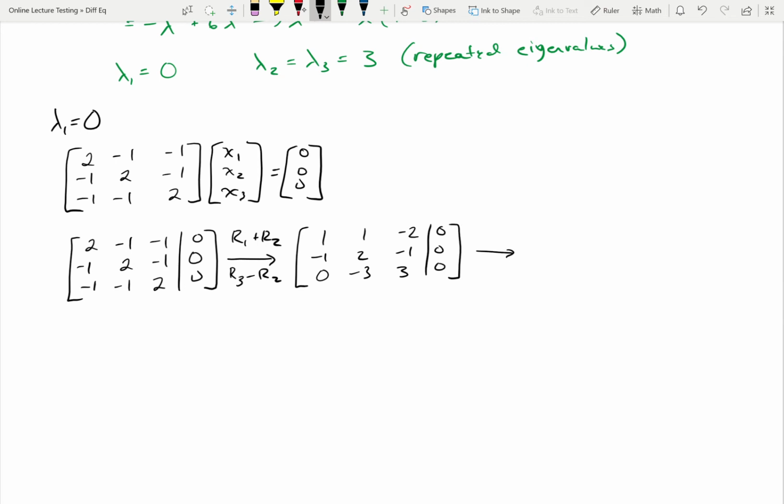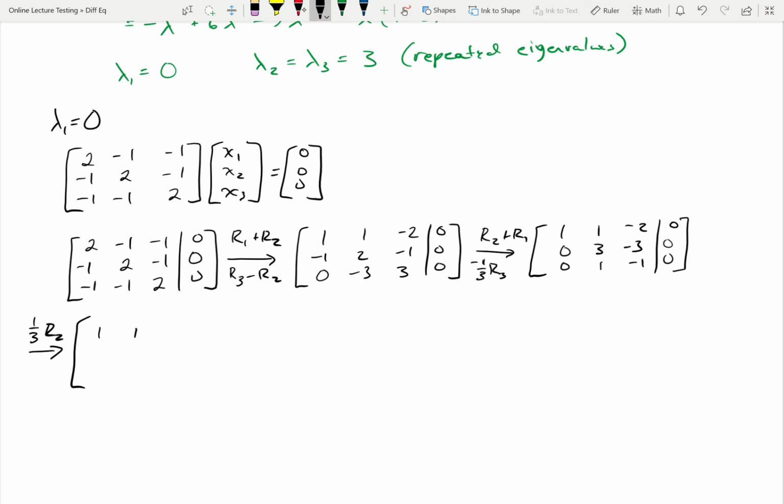Next thing I'm going to do is get rid of this one here, so I'm going to do row 2 plus row 1. And then multiply row 3 by negative 1/3. All right, so I'm going to get 1, 1, negative 2, 0, 0, 3, negative 3, 0, 1, negative 1, 0, 0. One more step, 1/3 row 2: 1, 1, negative 2, 0, 0, 1, negative 1, 0, 0, 1, negative 1, 0.